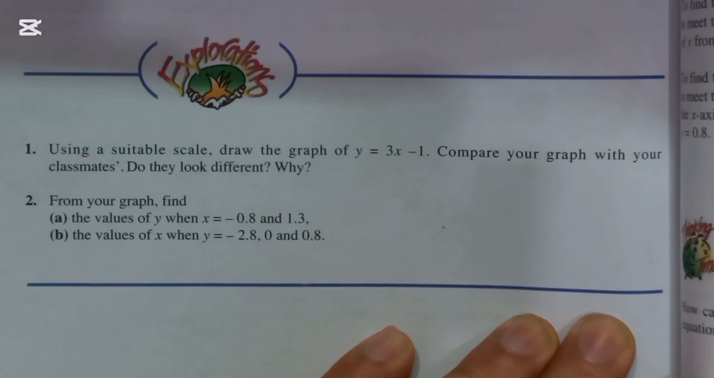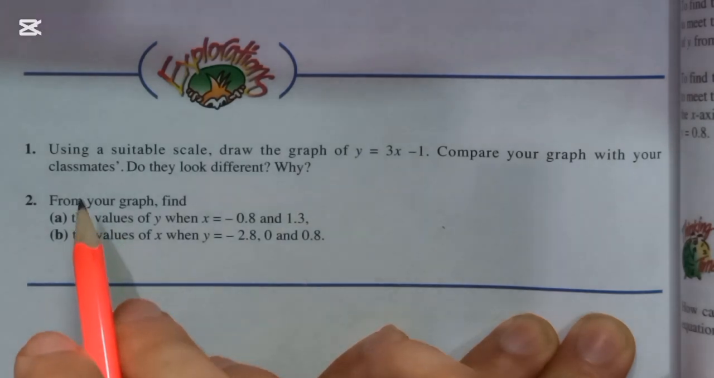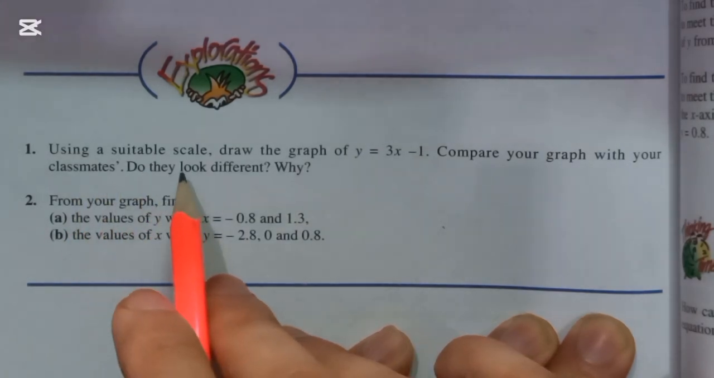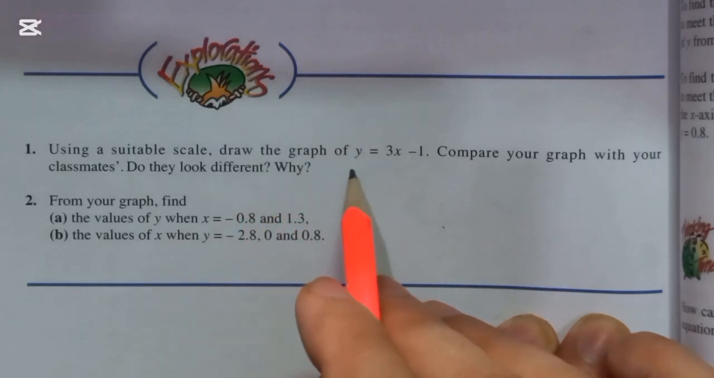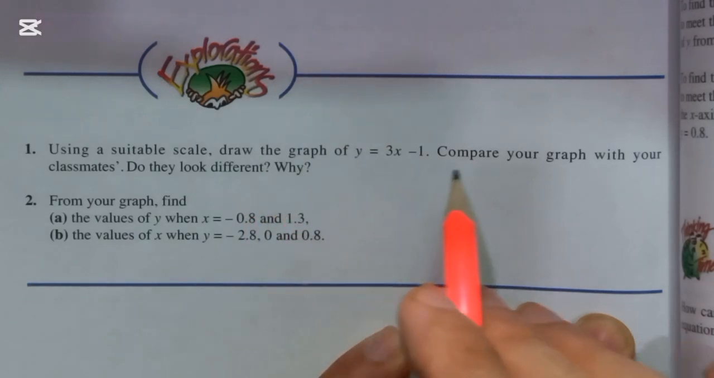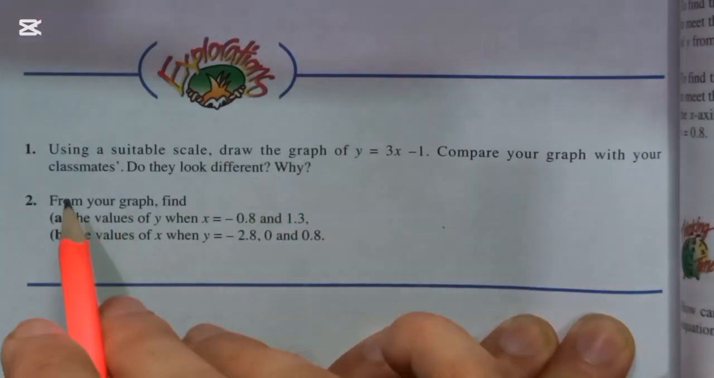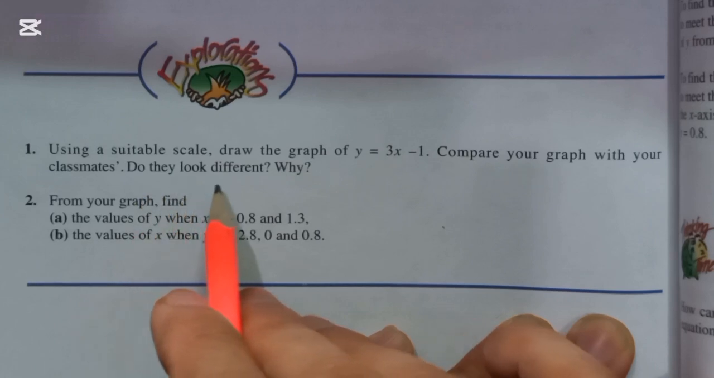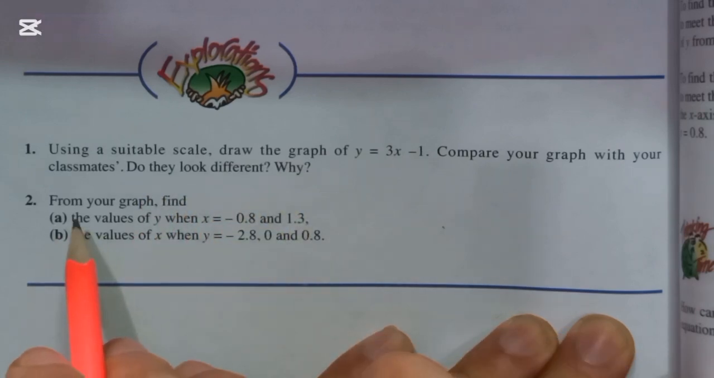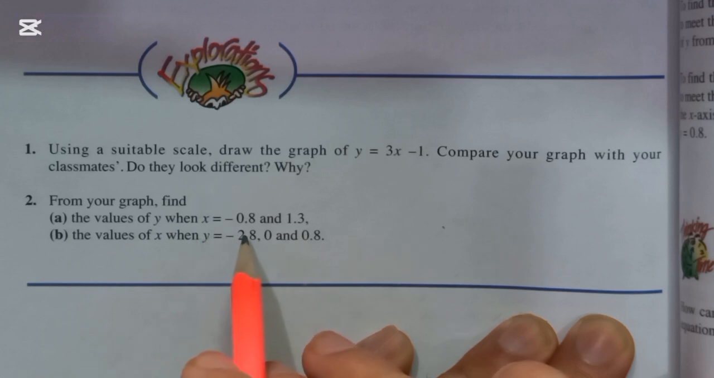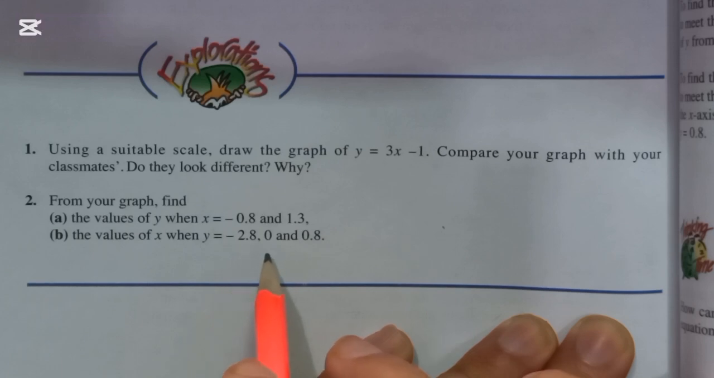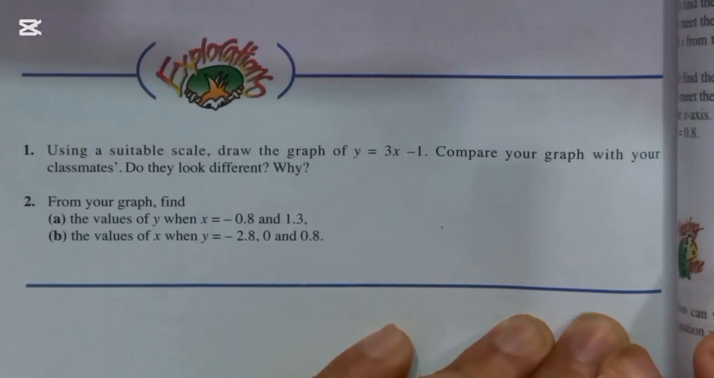So here is a question that will make your concepts more clear. Using a suitable scale, draw the graph of y is equal to 3x minus 1. Compare your graphs with your classmates. Do they look different? Why? Okay, from the graph, find the values of y when x is equal to minus 0.8 and 1.3. Part B: the values of x when y is equal to minus 2.8, 0 and 0.8.